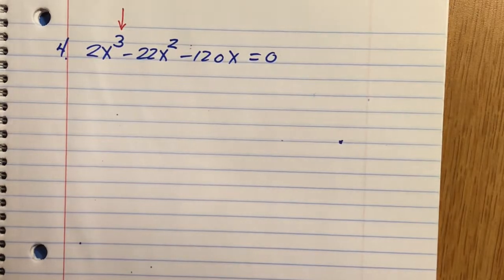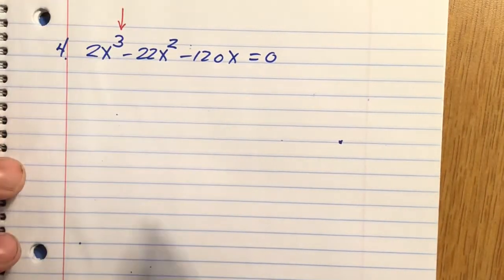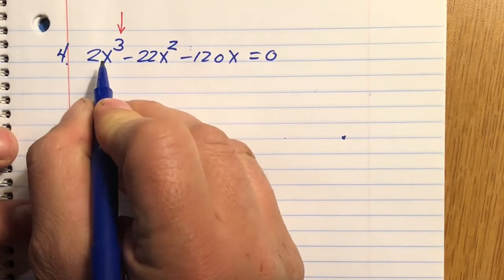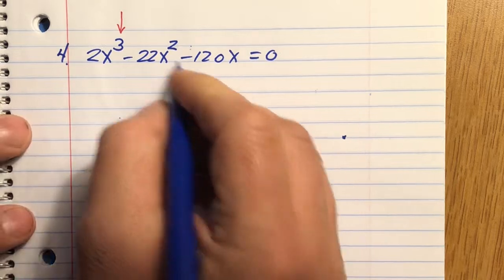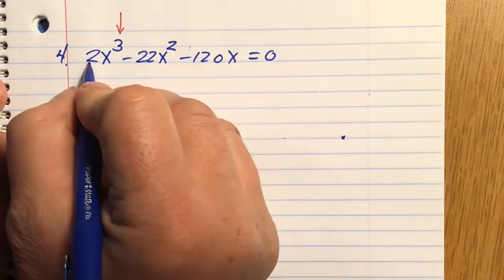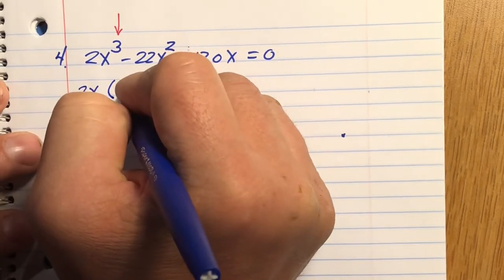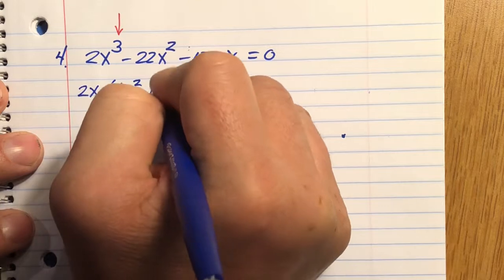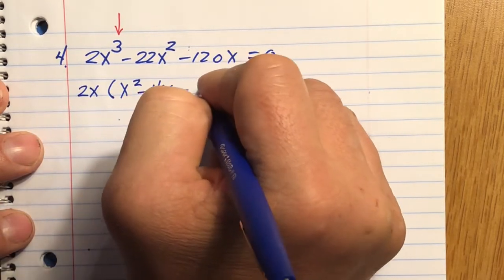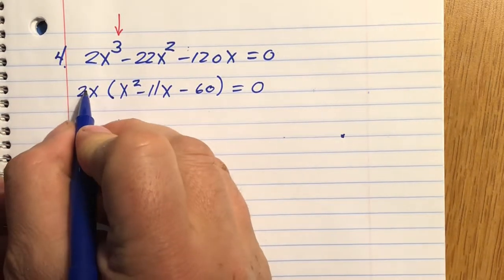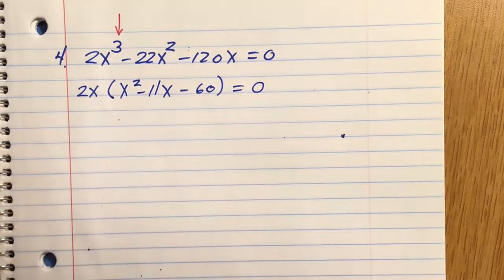Once again, I notice that this is a cubic. When I see that, the first thing that pops in my head is, can I get rid of that by taking out a GCF? If you notice, they all have an x term, and they're all even numbers. So I'm going to take out a 2x, and I'm left with x squared minus 11x minus 60 equals 0. So all I did was divide 2x out of each term.